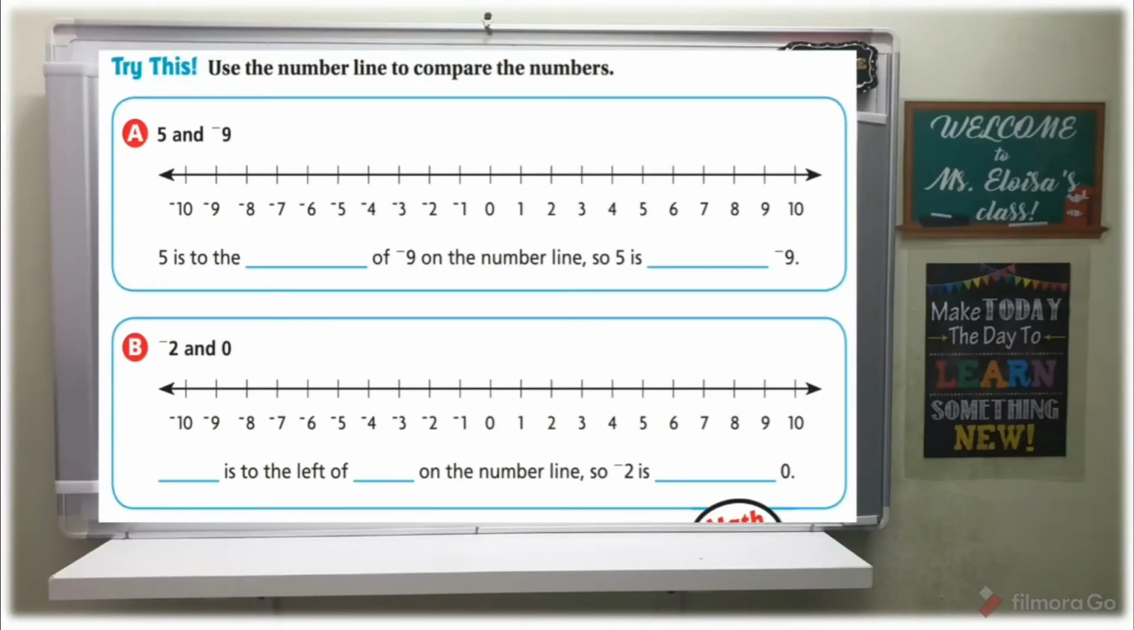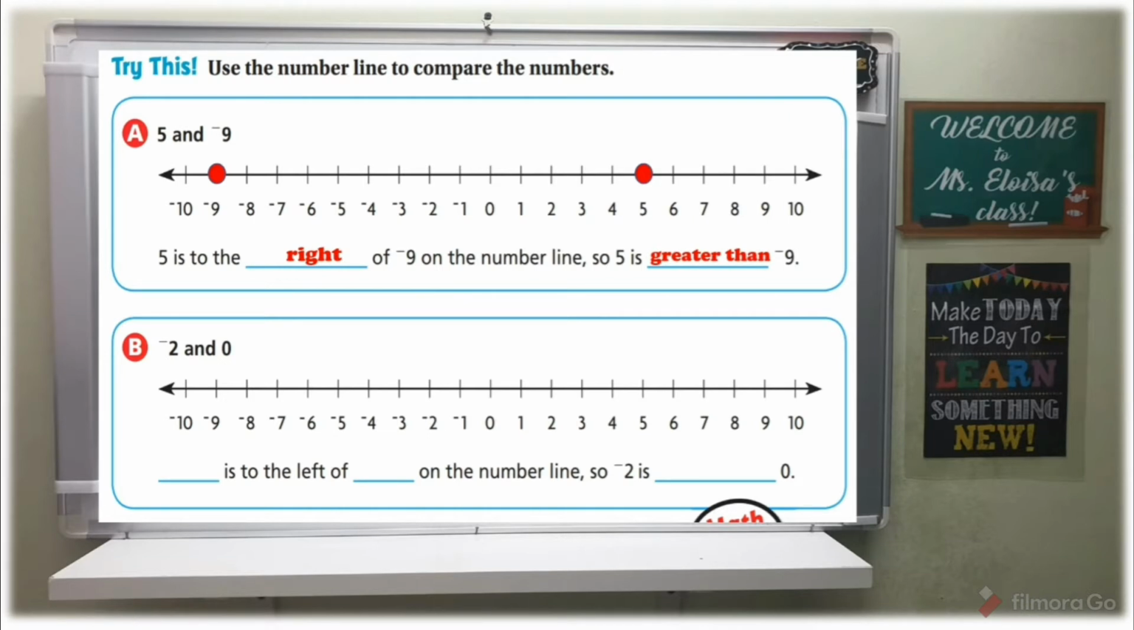Let us try this. Use the number line to compare the numbers. Letter A, 5 and negative 9. So let us graph 5. We can find it between 4 and 6. And negative 9 between negative 8 and negative 10. 5 is to the right of negative 9 on the number line. So 5 is greater than negative 9.